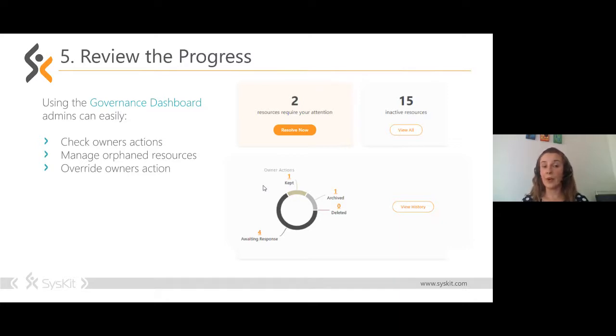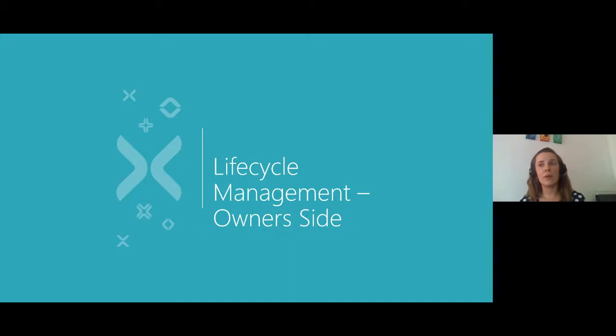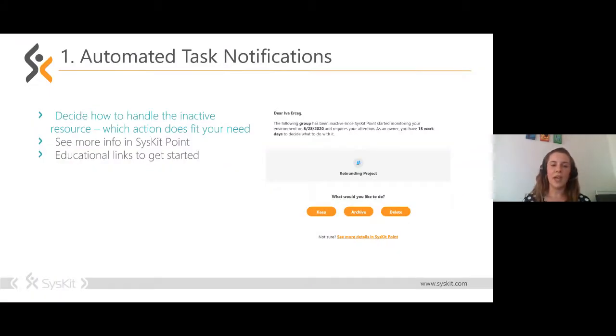So let's take a look at what happens once you let this process run in your environment. So now we are the owners. And the first thing is we get the automated task notification. You can see it on this image. So Syskit Point will send you an email. It will tell you that some resources, for example, this is my rebranding group, has been marked as inactive because there hasn't been any activity, so nobody has been using it. And I can decide what I want to do with it. You can see these 3 actions that I mentioned, so keep, archive, delete.